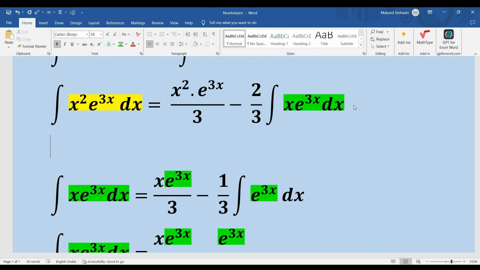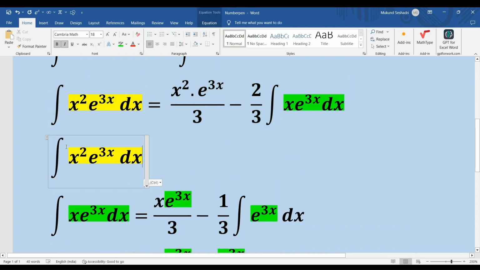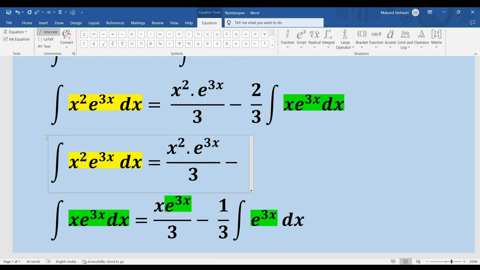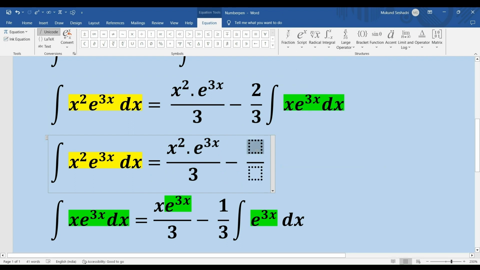Now I go back to integral of x square into e to the power 3x dx, right? So let me rewrite what I have. Integral of x square into e to the power 3x dx equal to x square into e to the power 3x by 3 minus 2 by 3 times. Okay, this is where I want you folks to be very careful, because when you are successively applying integration by parts, there is a high possibility that you might miss out on some of the numbers that come along with you in the integral, right? So be very careful and treat every step with care, right?